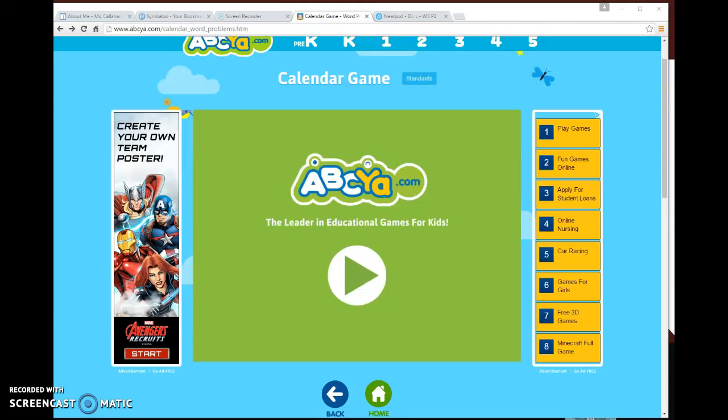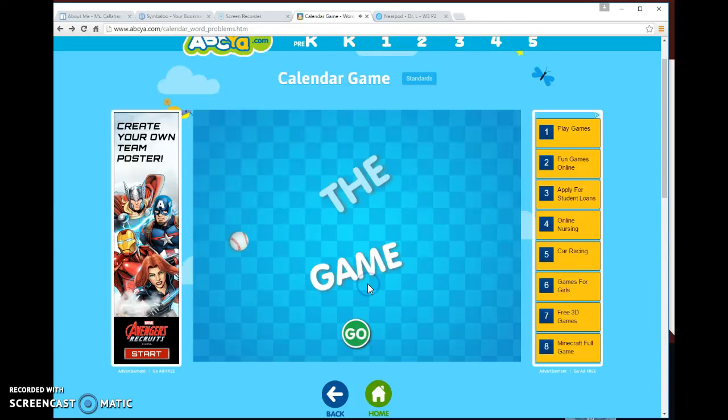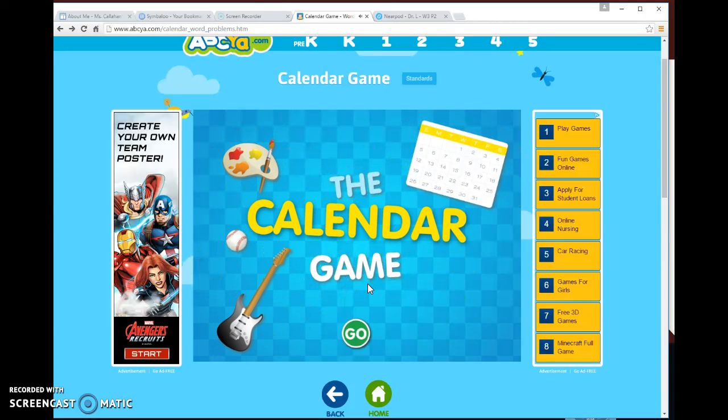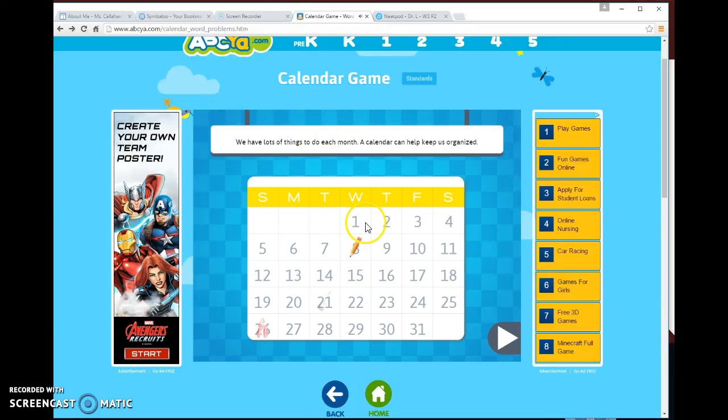Today we are reviewing the calendar game on ABCya.com. We are playing it because it incorporates the skills needed for the standard of learning how to use a calendar. So the game goes through how you play it.